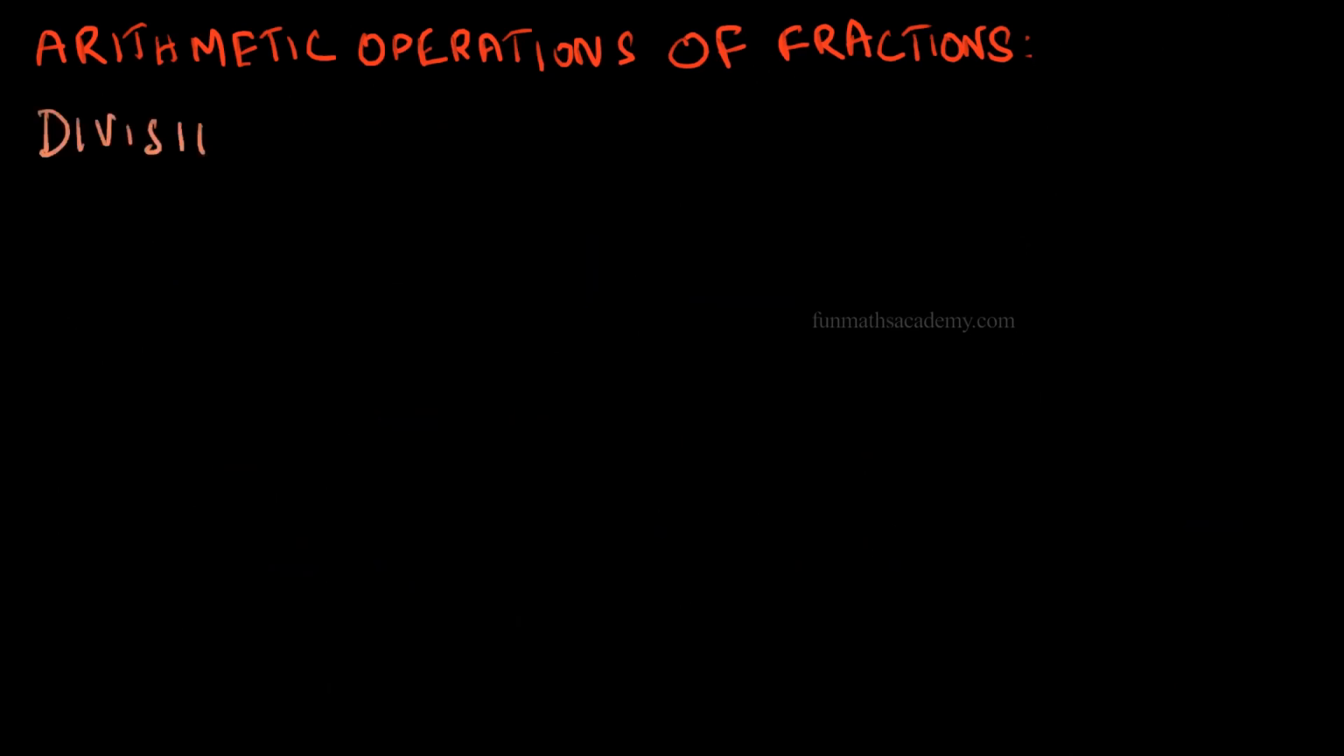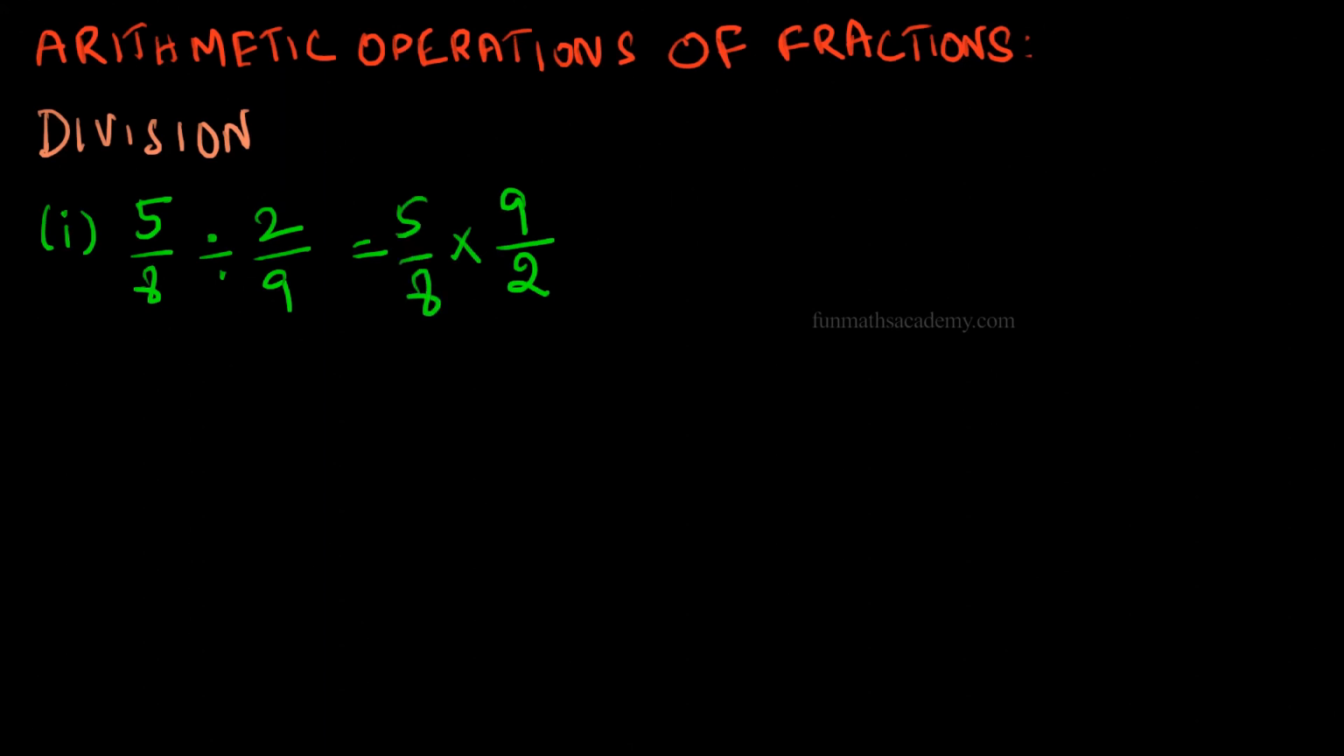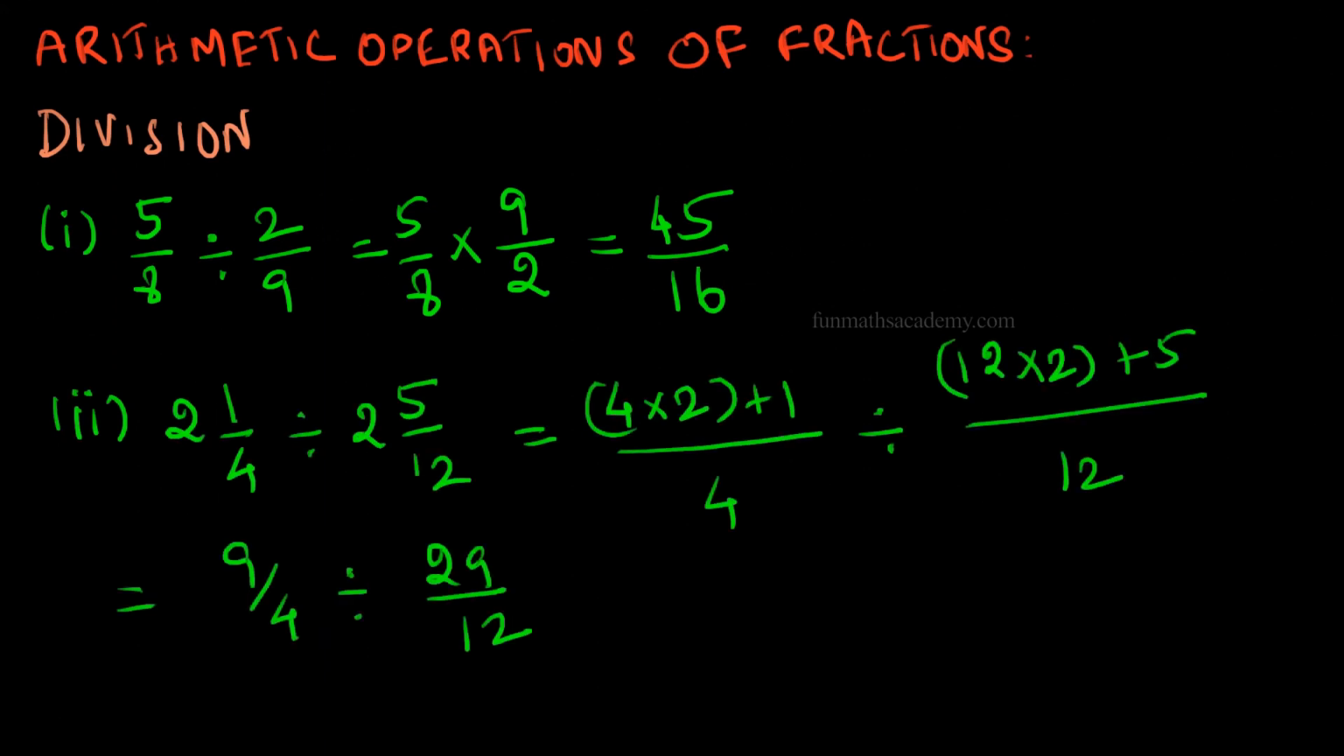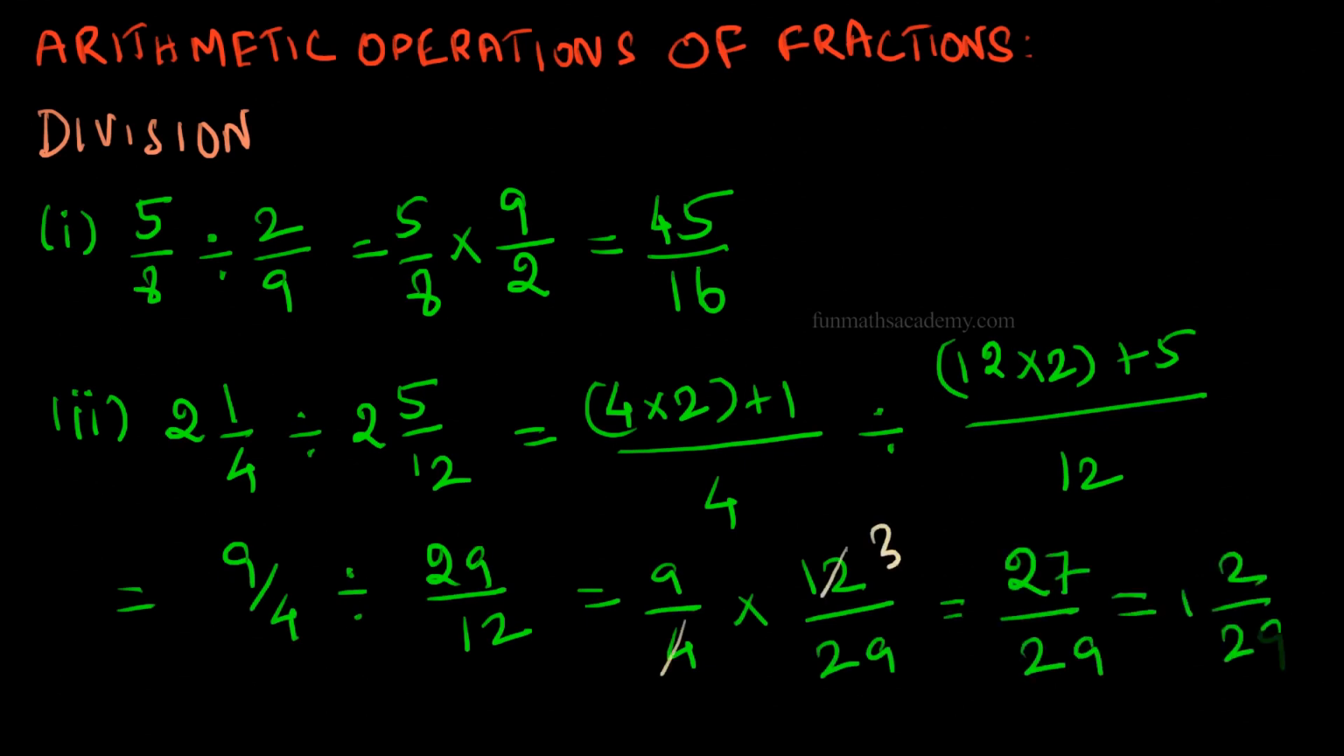Next is division of fractions. To divide two fractions, we just write the first fraction as such and invert the second fraction and multiply with the first fraction. That is, we write the numerator as denominator and denominator as numerator and multiply this with the first fraction. To divide two mixed fractions, we have to convert them into improper fractions and then, as usual, invert the second fraction and multiply it with the first fraction.